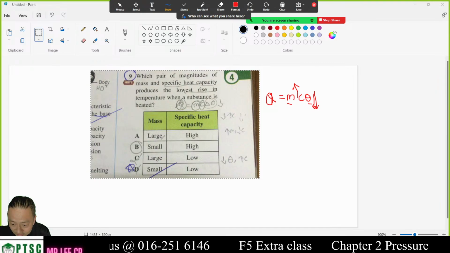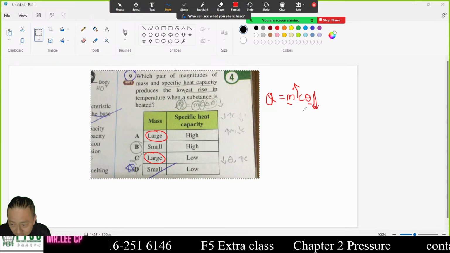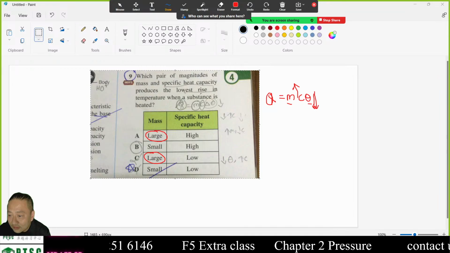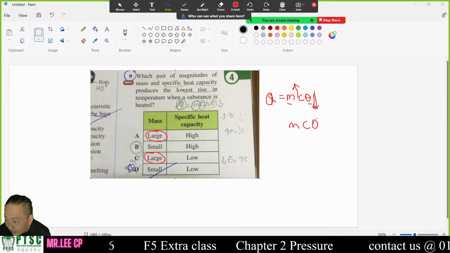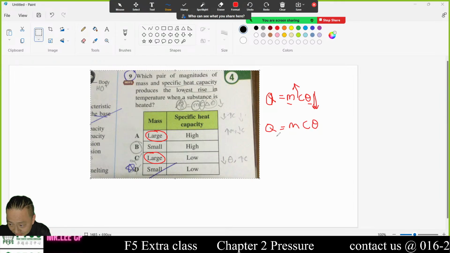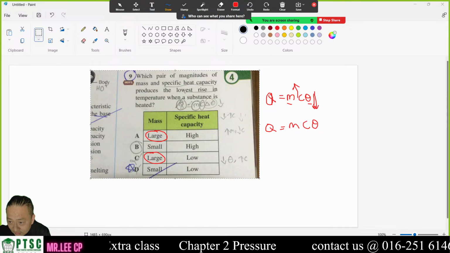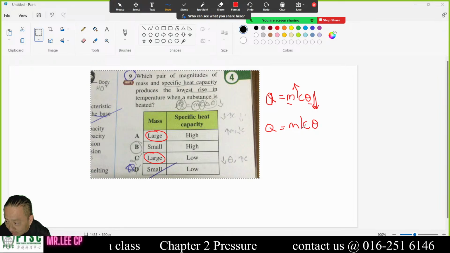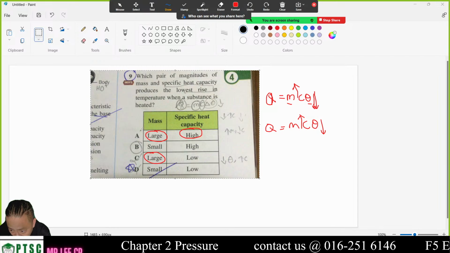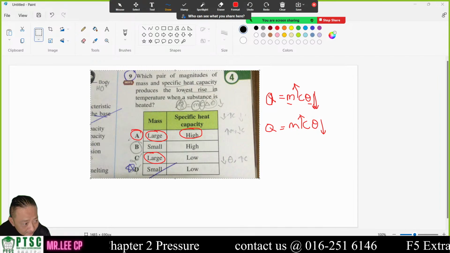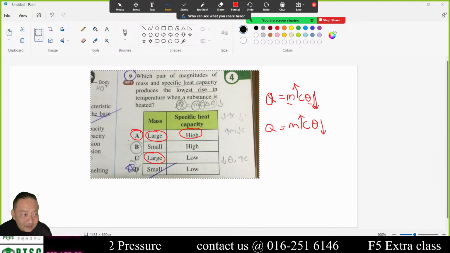Lowest rise in the temperature, and with Q = m c theta, the heat supplied is the same here. Now the second one, you want specific heat capacity. So this one up, then this one down, this one high. So the answer is A, not D.